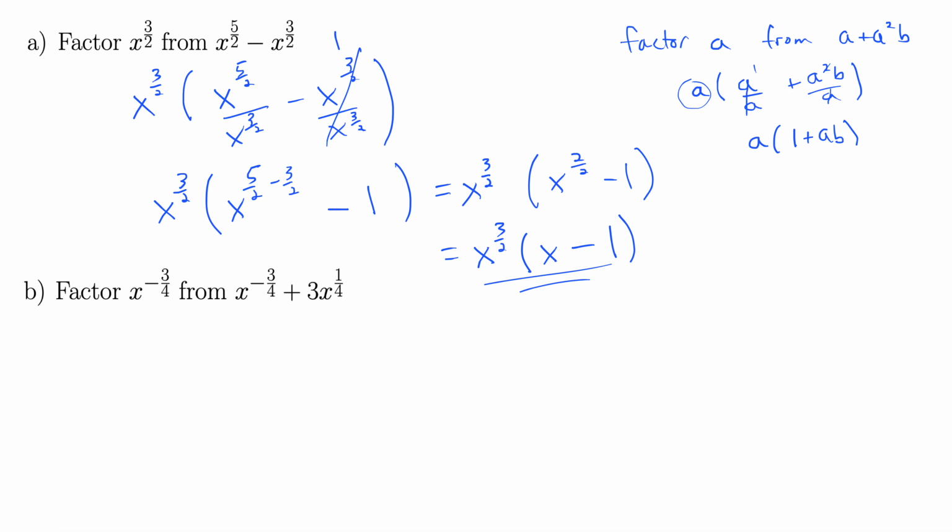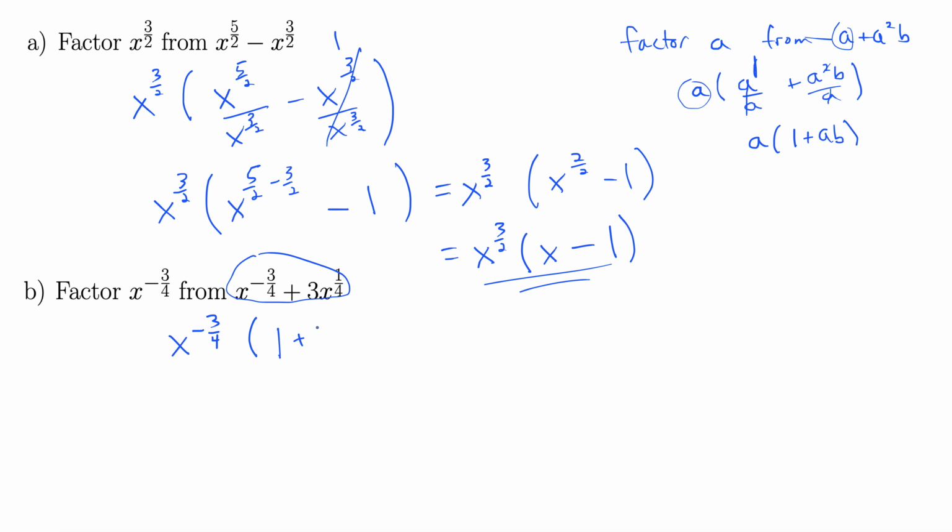Let's try B. B says factor x to the negative 3/4 from x to the negative 3/4 plus 3x to the 1/4. Okay, same idea. We're factoring x to the negative 3/4 out to the front from all of this. Well, if we factor x to the negative 3/4 out from x to the negative 3/4, that just leaves 1. When you factor out the whole term, just like when we factored the A out to the front here, it just left a 1. Anytime you factor out the entire term, it leaves a 1.